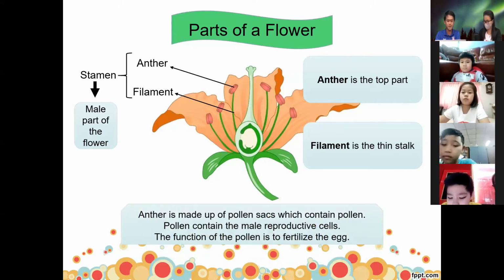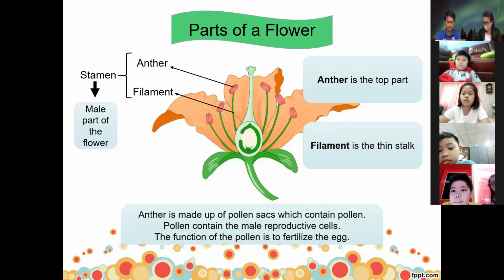Anther is made up of pollen sacs which contain pollen. Pollen contains the male reproductive cell. The function of the pollen is to fertilize the egg.